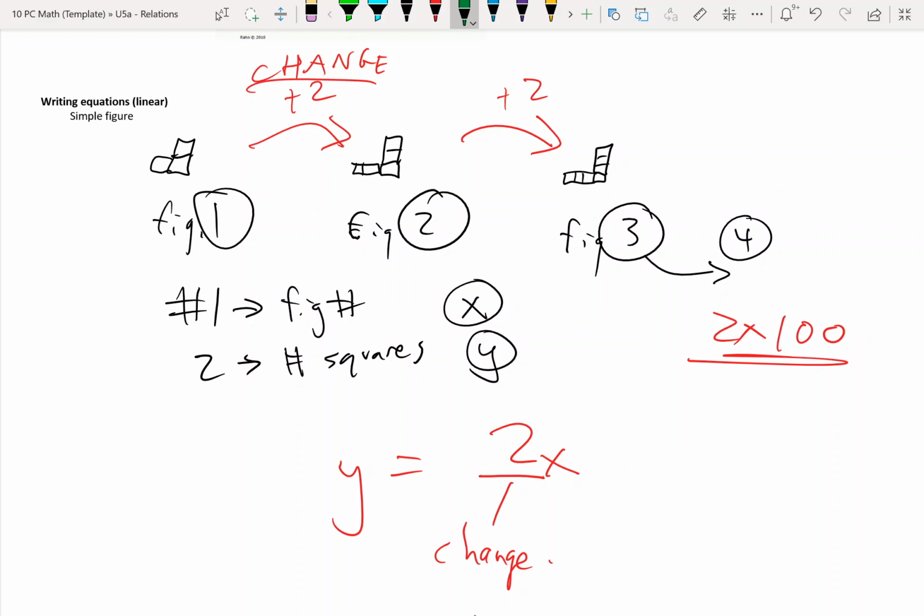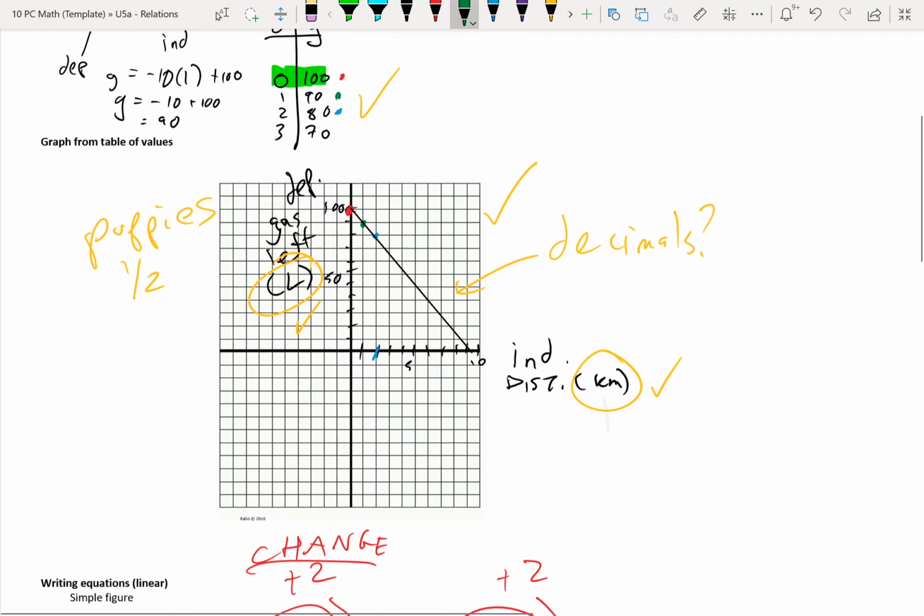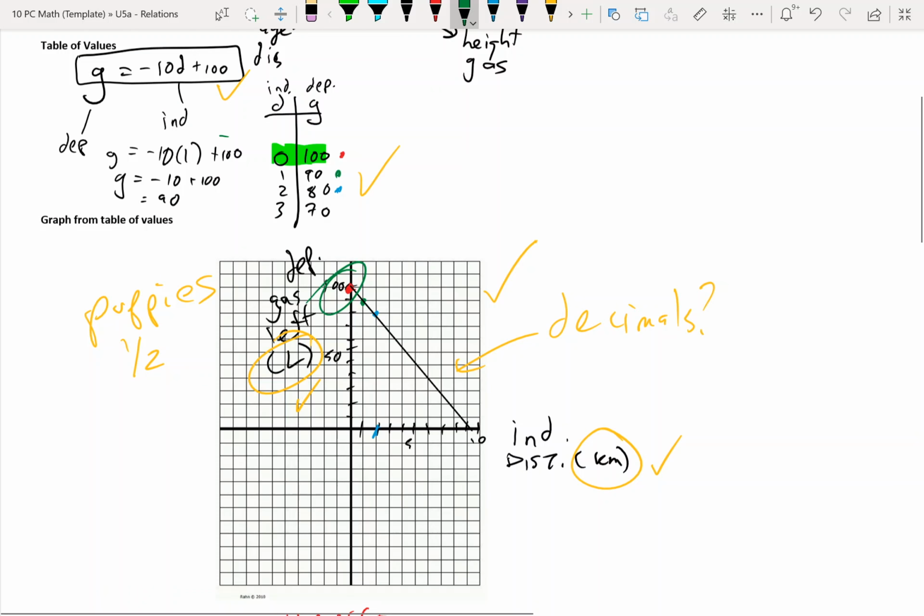Now the thing that a lot of students miss is the number here. This is the initial value. This is what did we have at the start. So if we think of our gas situation, the initial value was up here. It's how much gas we had at the start. It was 100. And that's why in our equation it said plus 100.